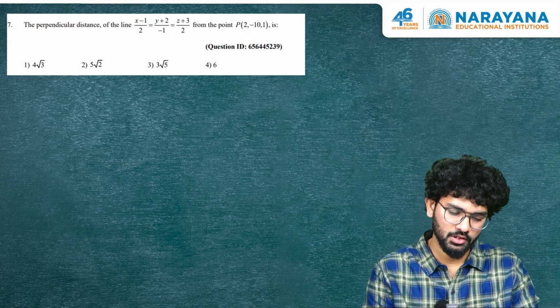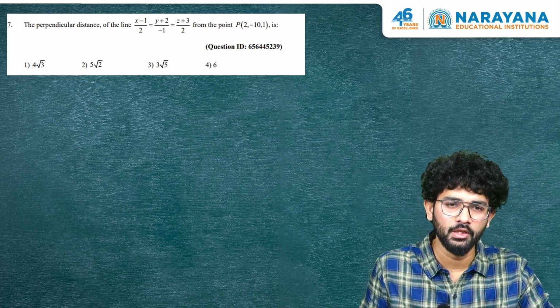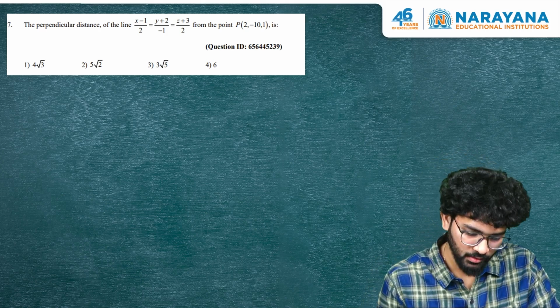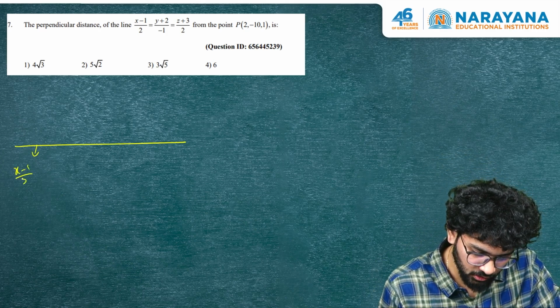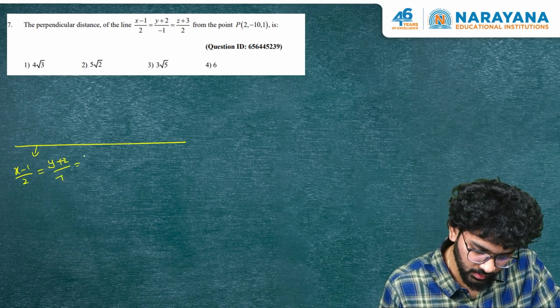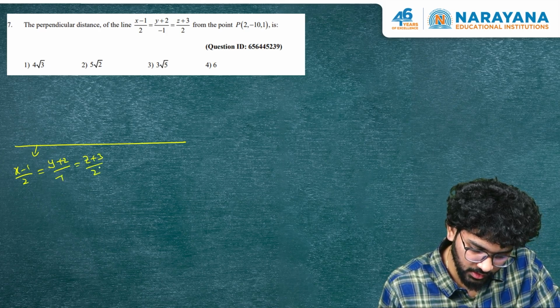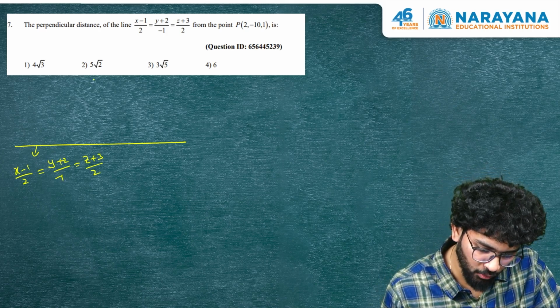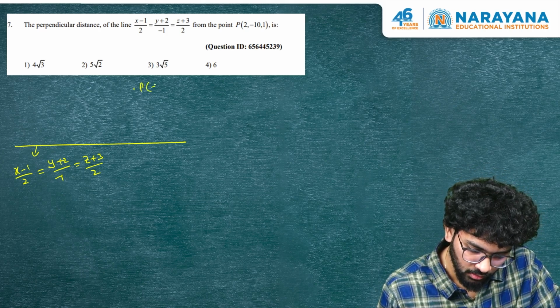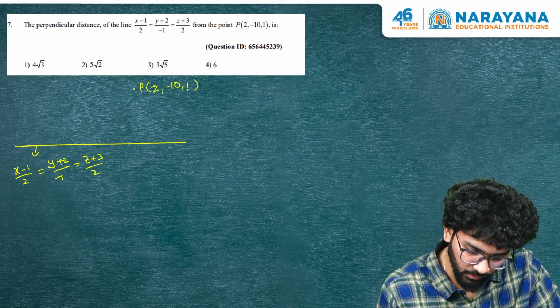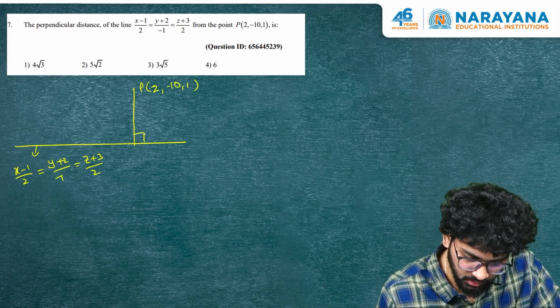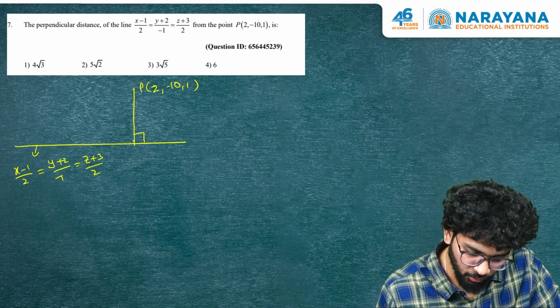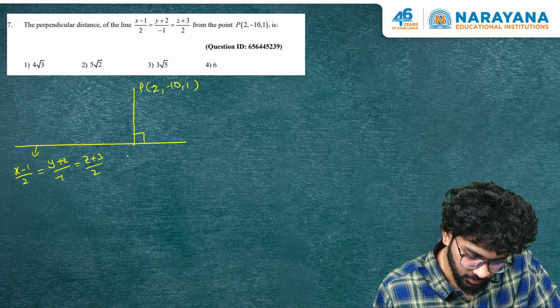We need the perpendicular distance of the line from the point P (2, -2, 1). Let us say this is the given line equation: (x - 1)/2 = (y + 2)/(-1) = (z + 3)/2. So if I am taking a point P (2, -2, 1), from this point we want the perpendicular distance. So this distance we need.